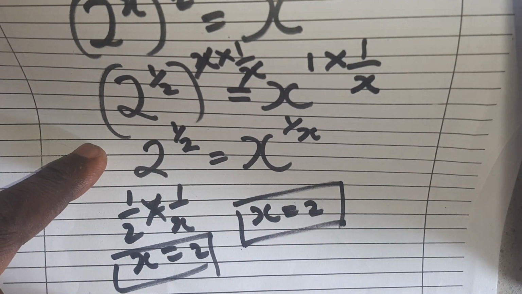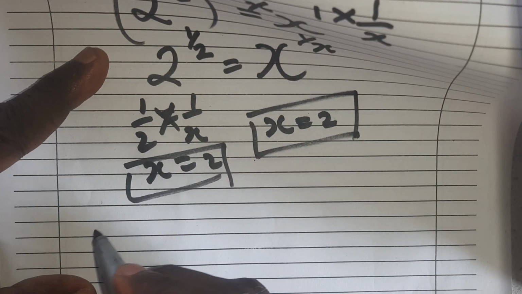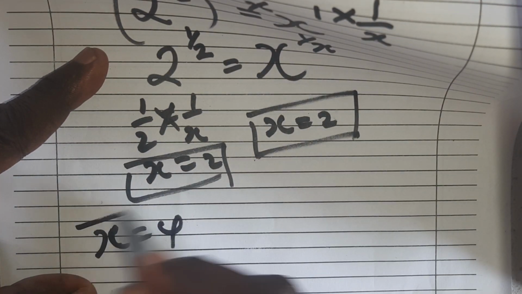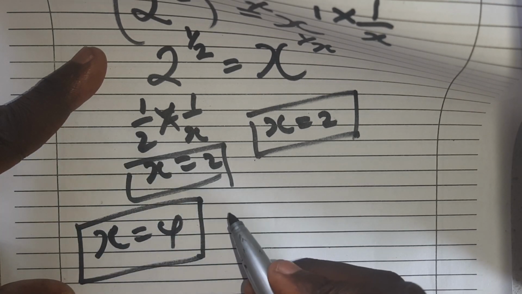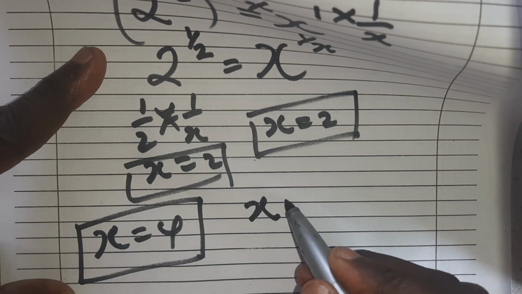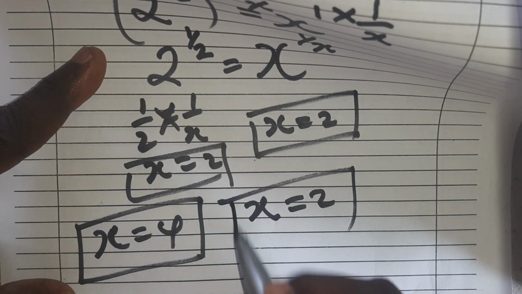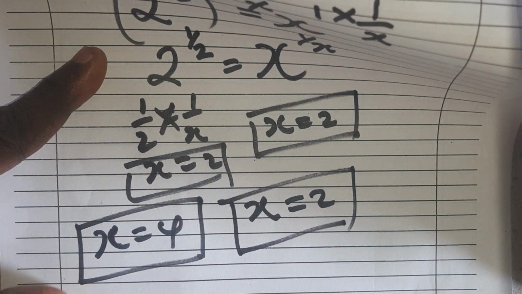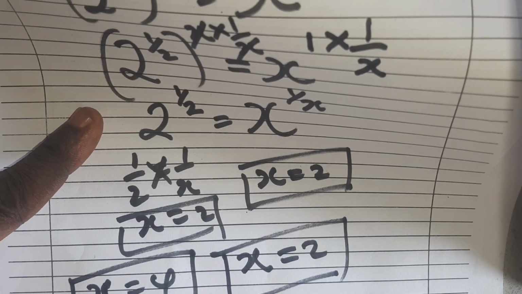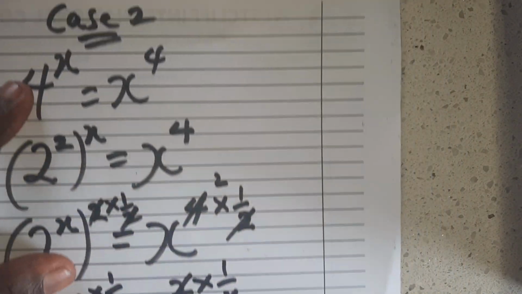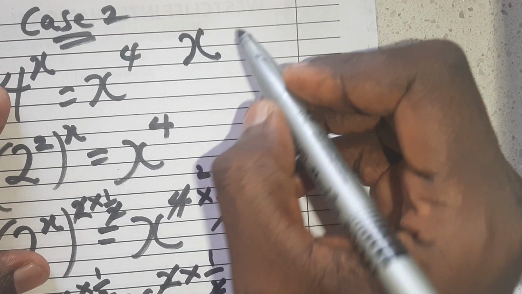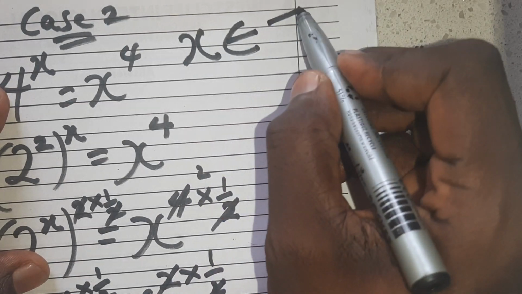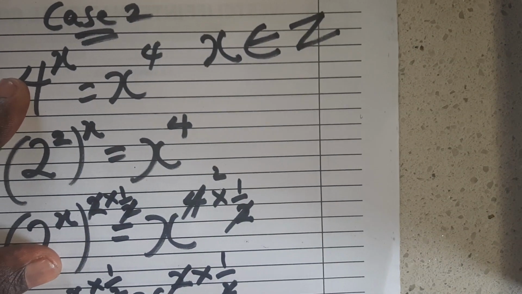So this is it. So for case 1, we got x equals 4, which also satisfies the equation. For case 2, we now got x equals 2. So these are the 2 solutions to the problem there. And remember, we are considering a restriction whereby the value of x is a member of integers. So that's it.